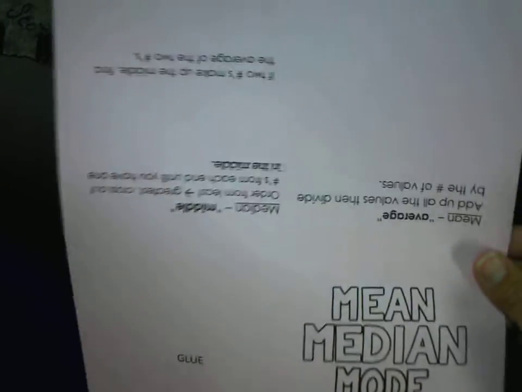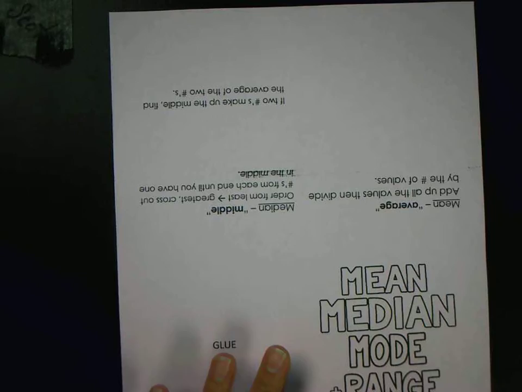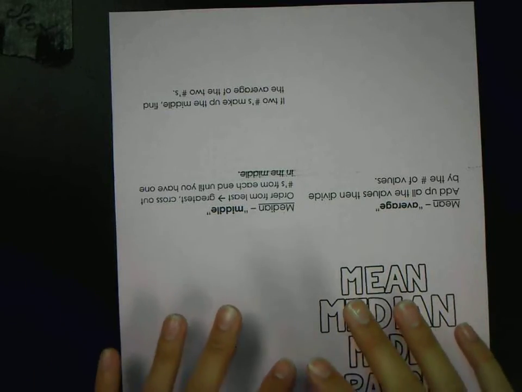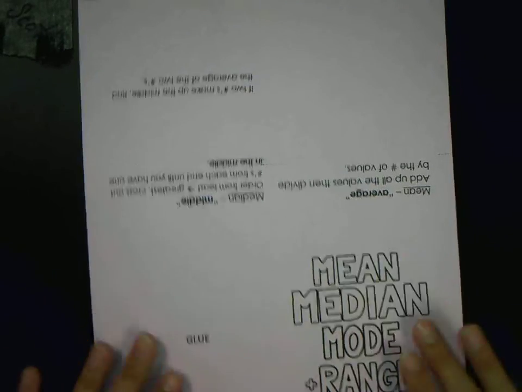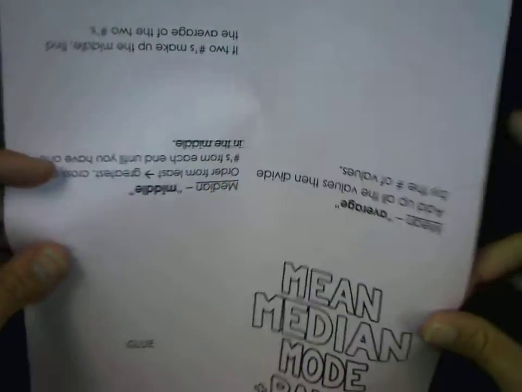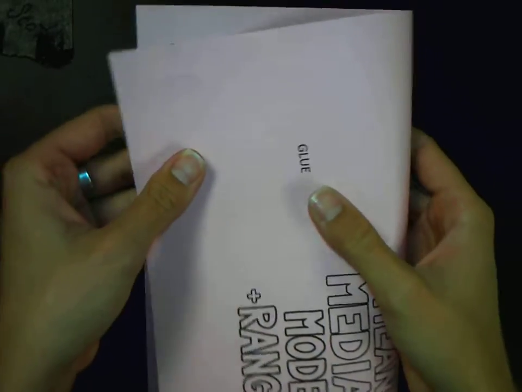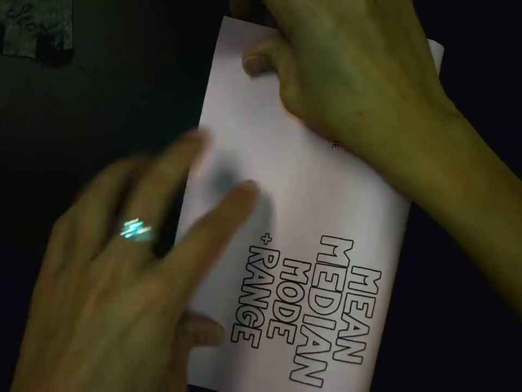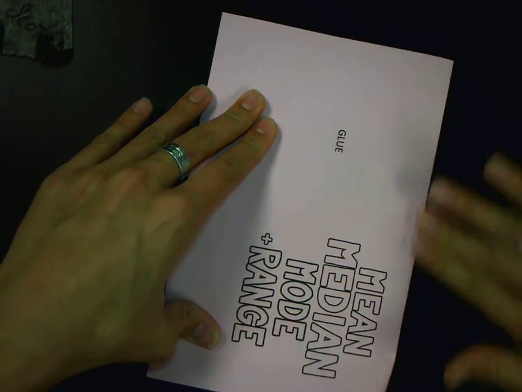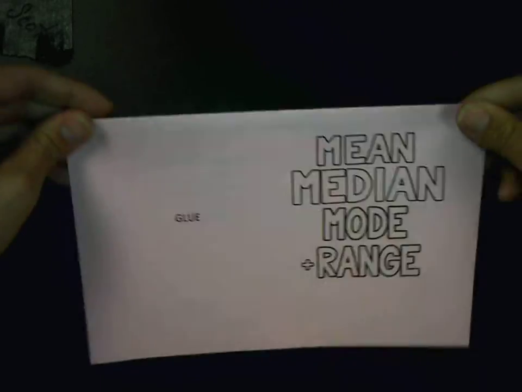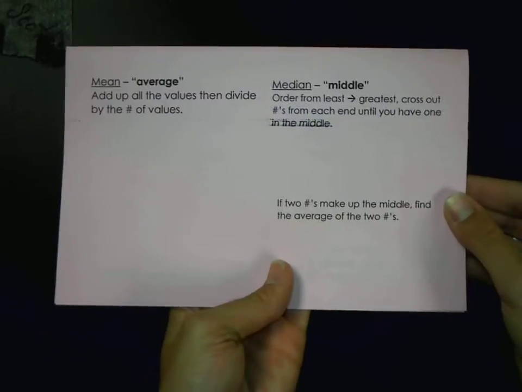So we want to take our paper and fold it hamburger style, where our title and glue are on the outside. When we fold it hamburger style, we should have one side like this and one side like this. We're going to then fold it hamburger style again, so again on the short side, short end to short end.